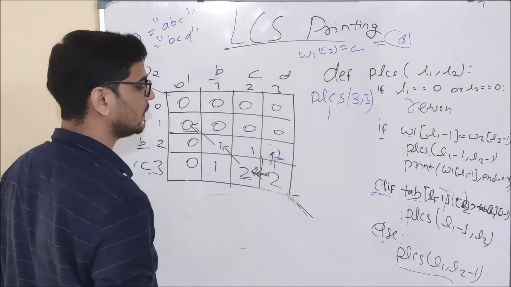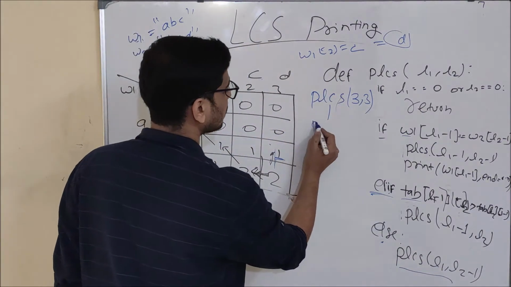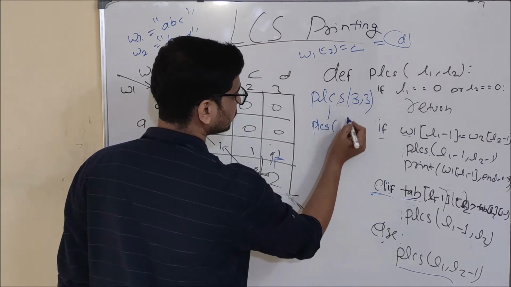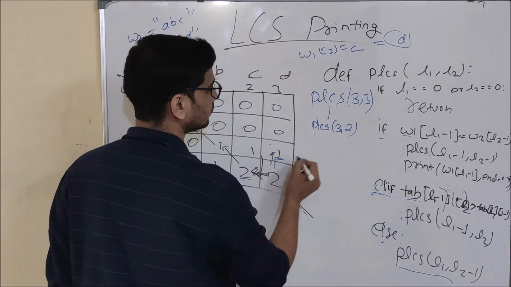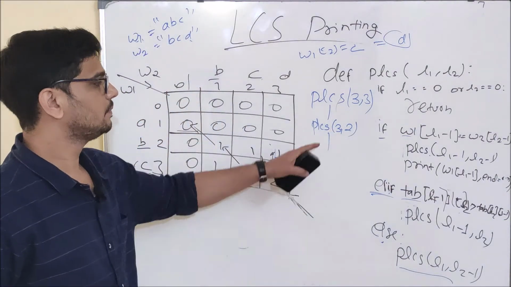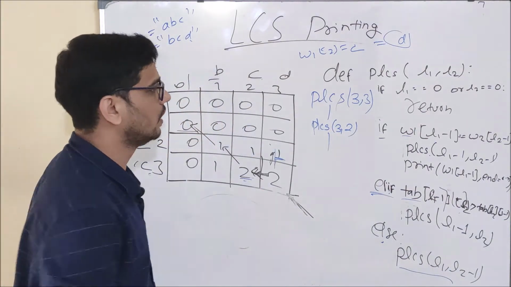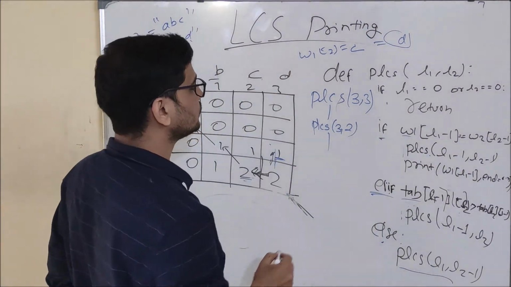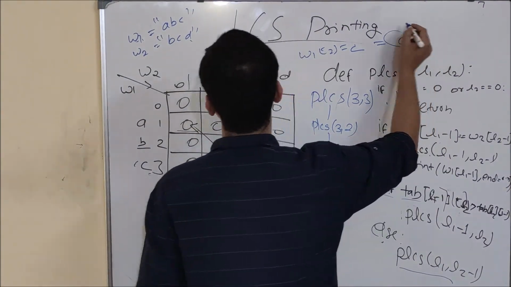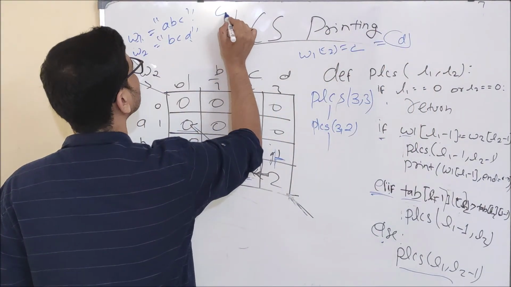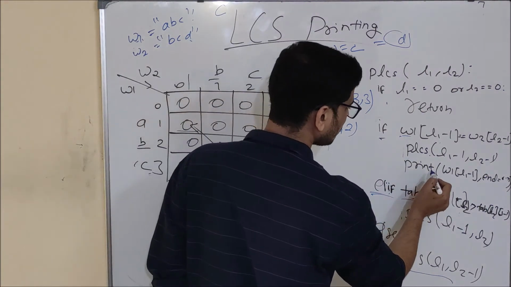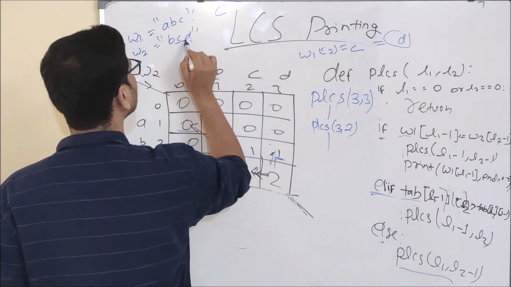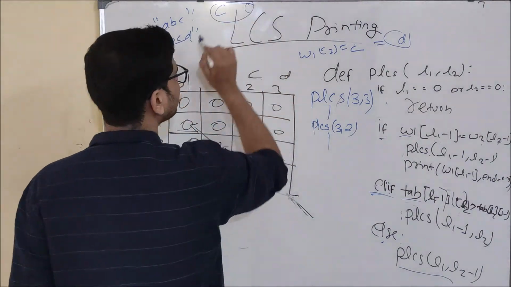That is, I will call print LCS, PLCS, L1, L2 minus 1. L1 is 3, so 3, 2. Now once PLCS of 3, 2 is called, this will be false and I will start to match characters. So W1 of 2. What is W1 of 2? W1 of 2 is C and W2 of 1. What is W2 of 1? It is C. So both characters are matching.